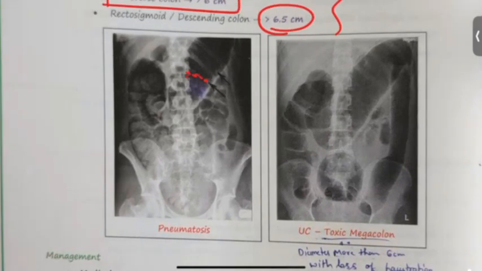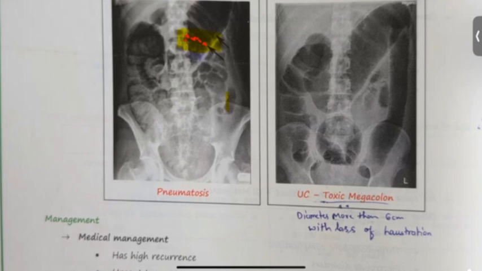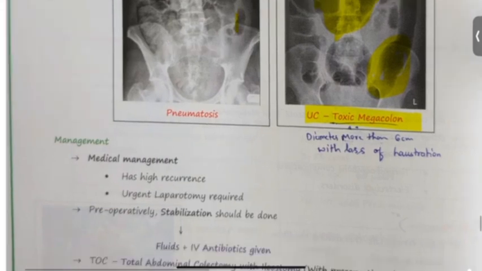Okay, this blackish thing, everything is air. So because of perforation there will be air below the diaphragm, that is pneumatosis. After that, this is toxic megacolon in ulcerative colitis. So here we can see dilated one, and here also dilated, entirely dilated. There are no haustrations also, that we can say toxic megacolon.